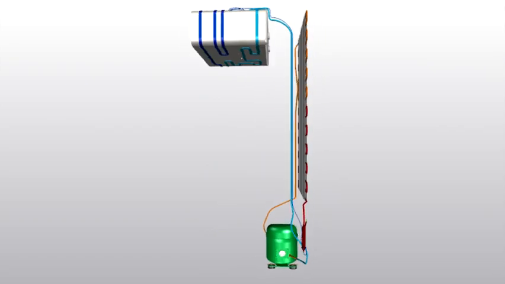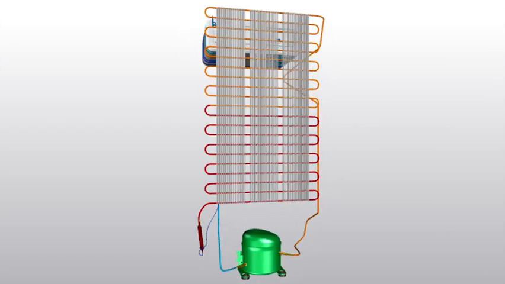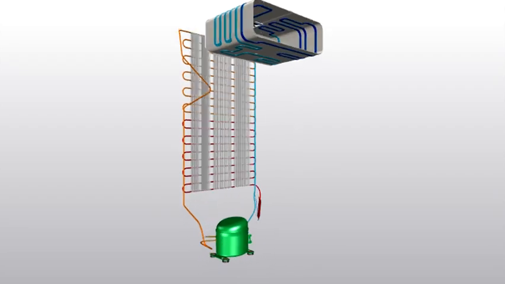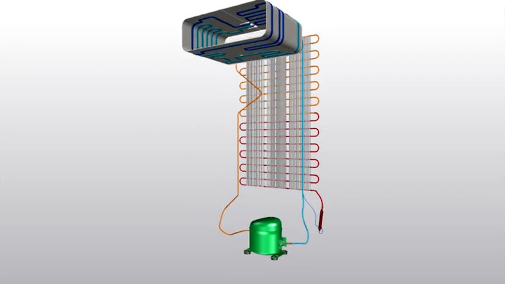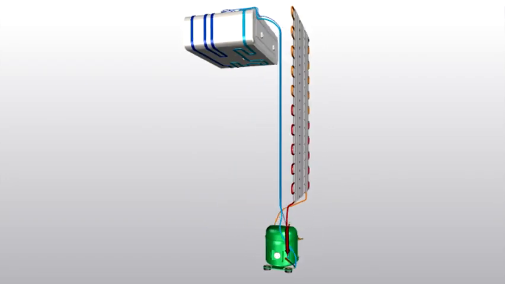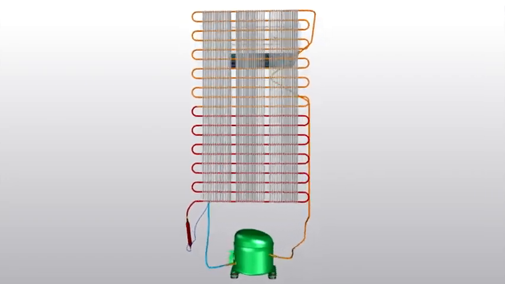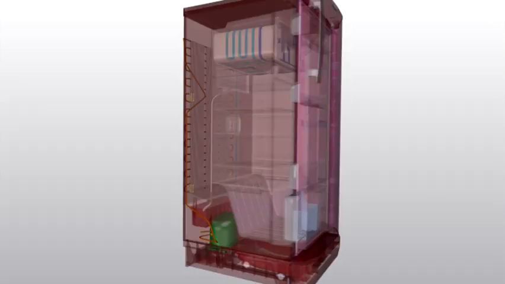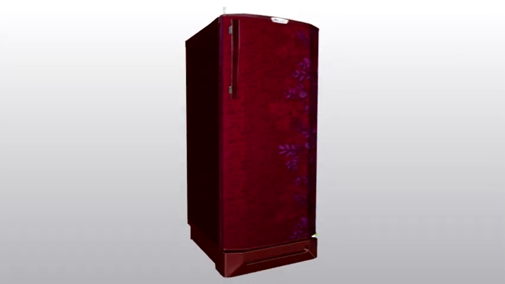The refrigerant, as it evaporates in the evaporator, absorbs the required heat from the refrigerator cabinet, whereby the things kept inside get cooled. The heat absorbed by the refrigerant is rejected at the condenser to the atmosphere as it condenses.